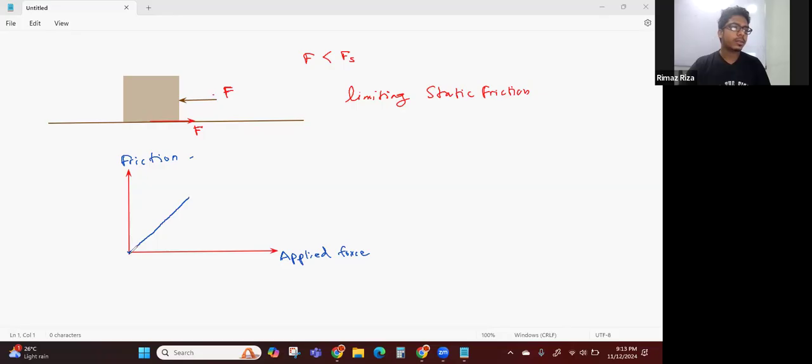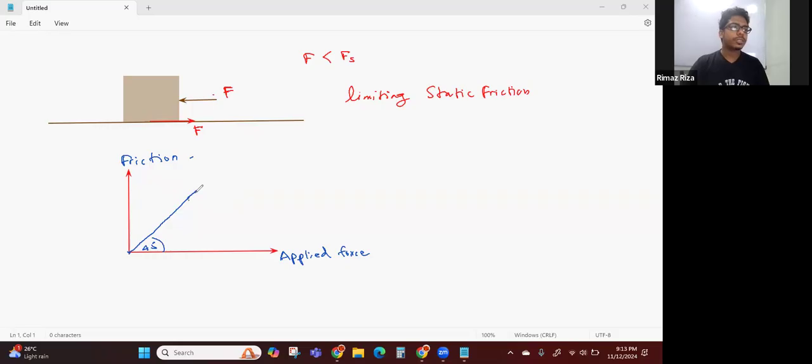So it has a linear relationship, y equals x, because we know when the object is not moving, the applied force is equal to the friction, right? Applied force equals friction. So therefore, here it will be a y equals x relation. So this angle is 45 degrees.